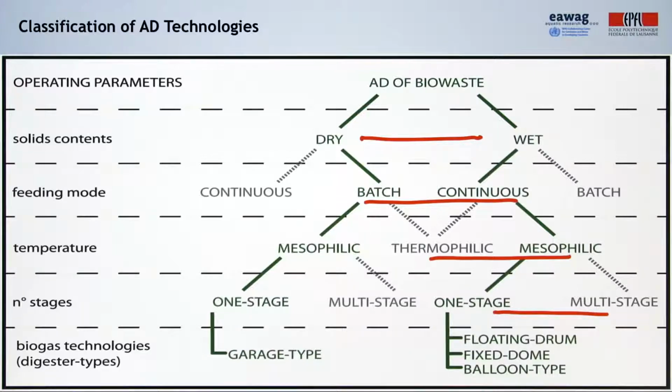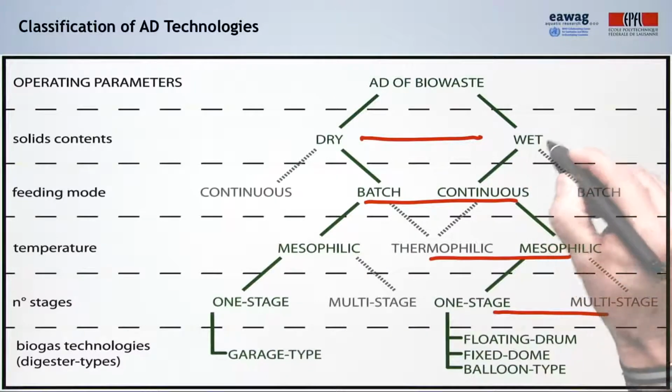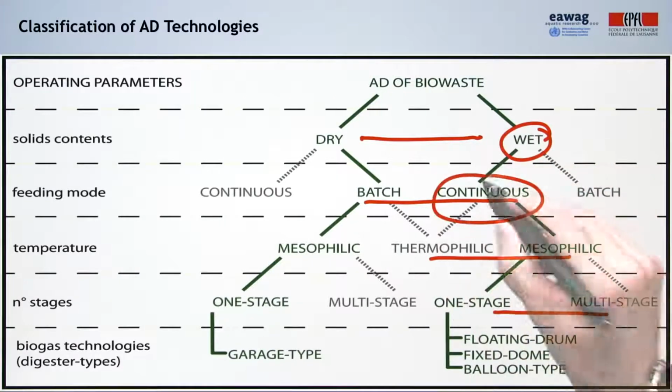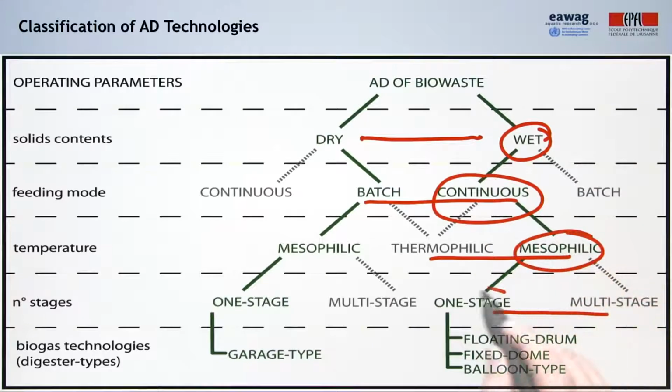What I would like to go through together with you in this module is we'd like to look at wet, continuous, mesophilic, and one-stage reactors. The examples that we'll be discussing are floating drum, fixed dome, and balloon-type digesters.